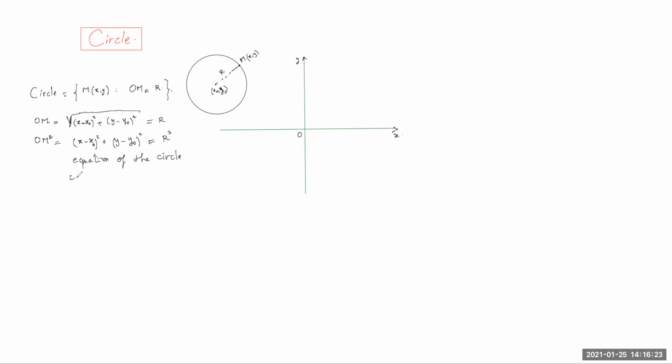So this is the Cartesian equation of the circle centered at x0, y0 with radius R, the constant distance. And we can show that any equation of second degree like this one can be an equation of a circle, or an empty set, or be reduced to one point. We will see examples for that.